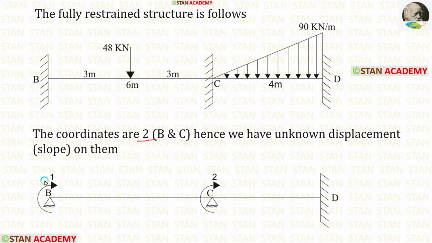The coordinates are at point B and point C because only at these points do we have the unknown displacement, that is, the slope. The coordinates should be made in the clockwise direction. You can see that both of the coordinates are in the clockwise direction.